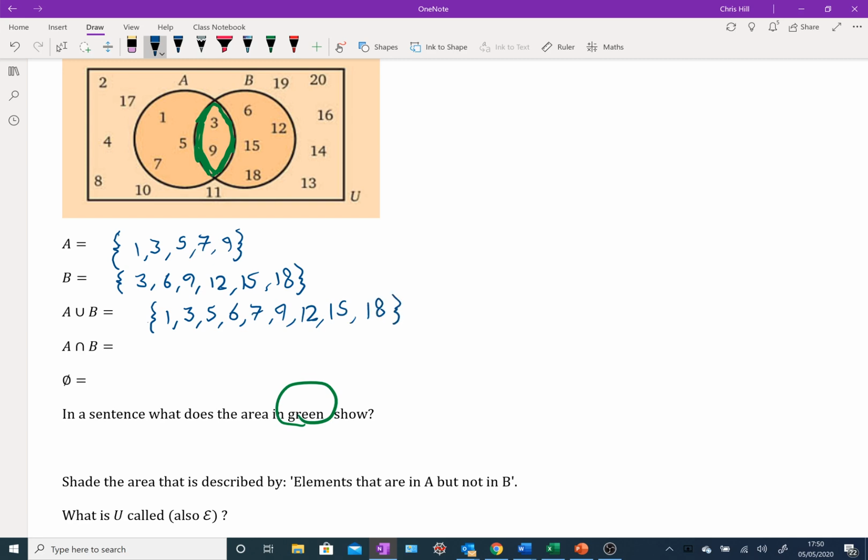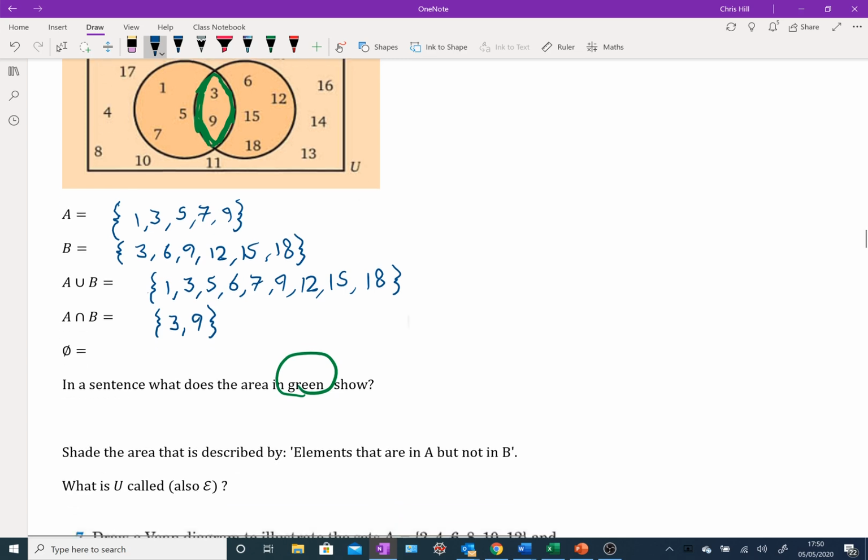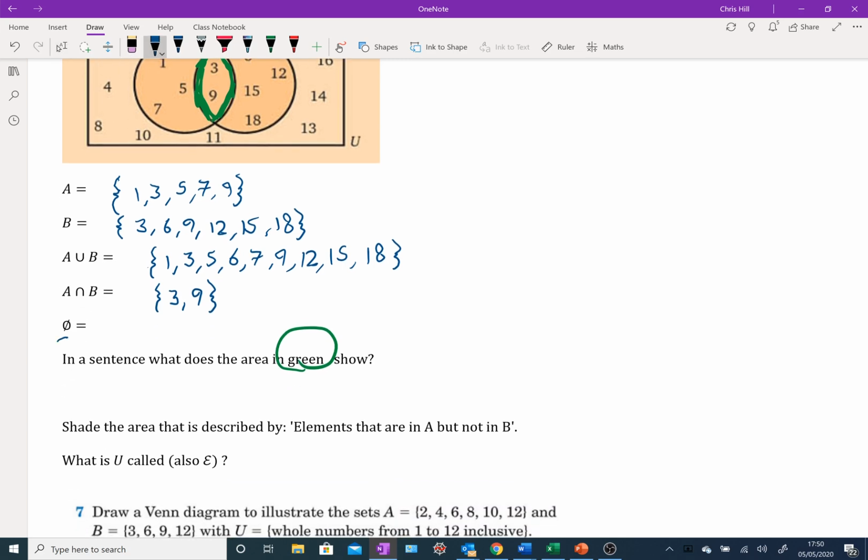Now the next thing is the intersection. It's the upside down symbol. That means it's got to be in both of them. So that's a much smaller set. That is just 3 and 9. This special symbol here is called the empty set. So it means nothing. There is nothing in the empty set.